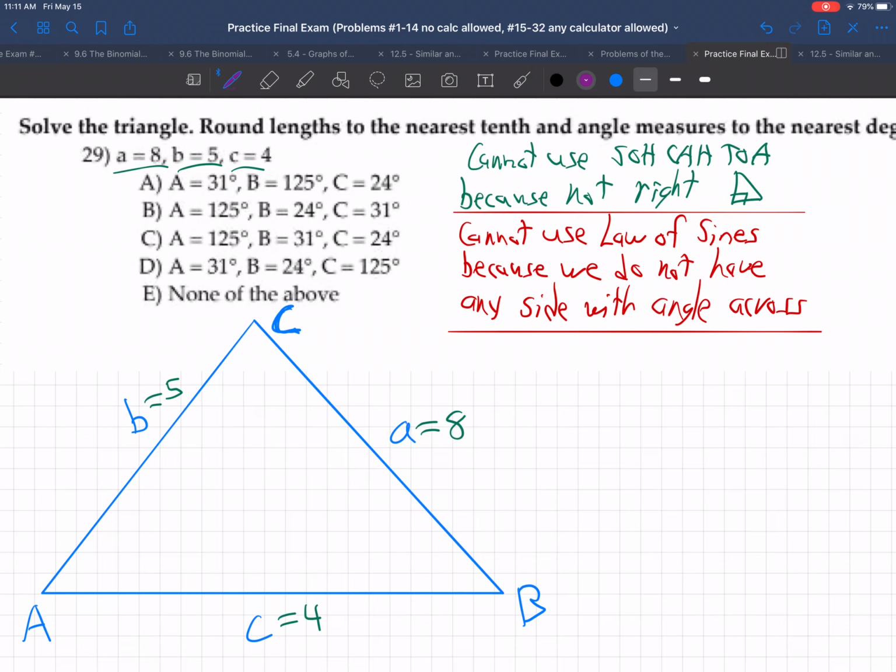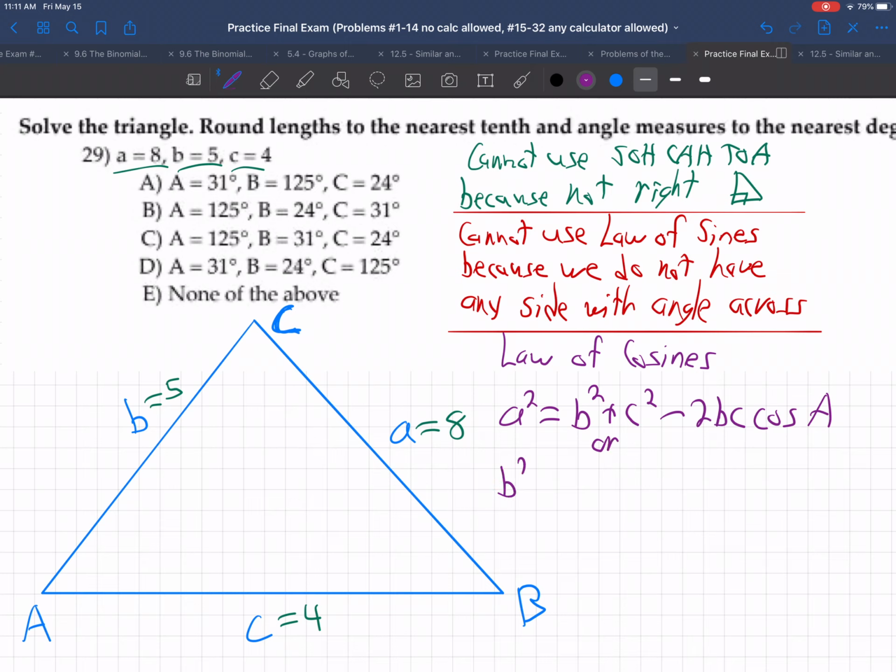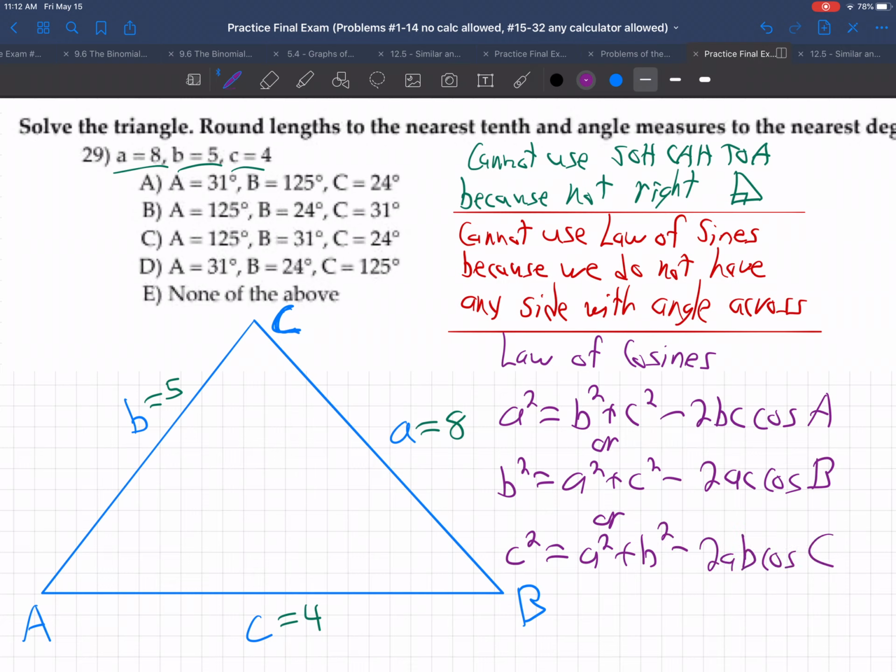So how does the law of cosines work? Let's write it out first. There's basically three versions of it. It says a squared is b squared plus c squared minus 2bc cosine of A, or b squared is a squared plus c squared minus 2ac cosine capital B, or c squared is a squared plus b squared minus 2ab cosine of C. So you can put these right in your notes for the exam.